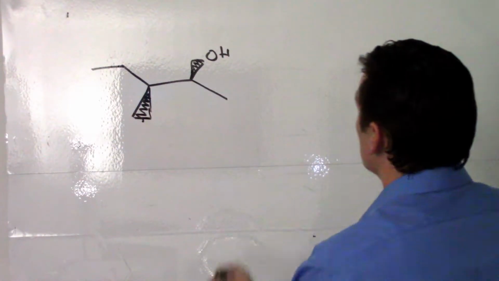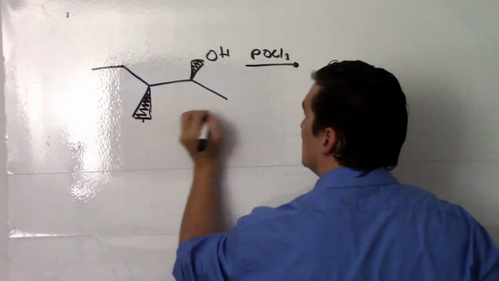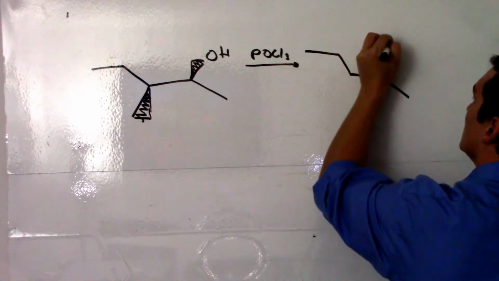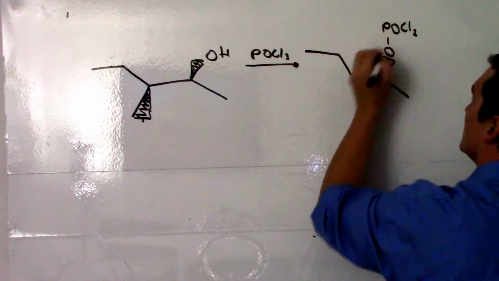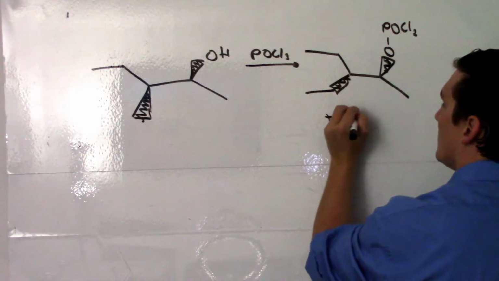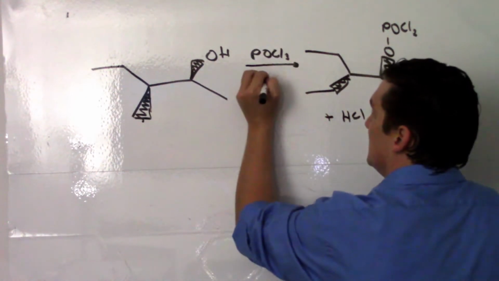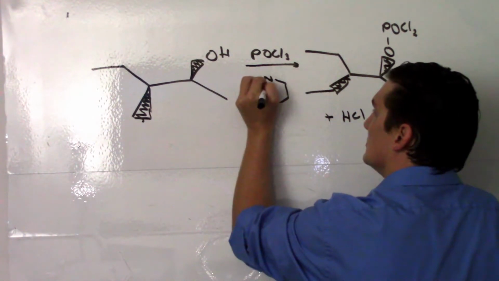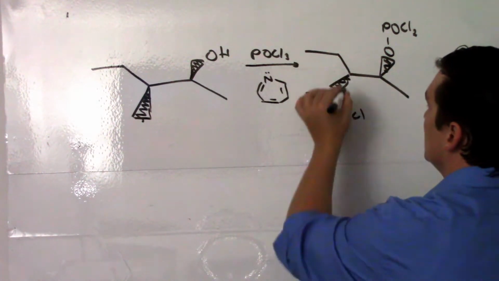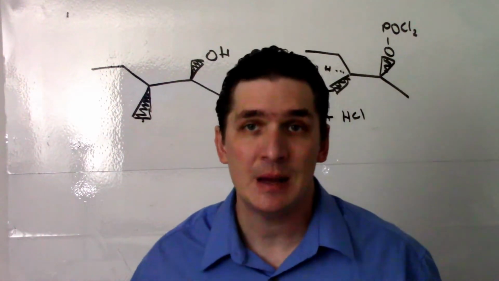So first thing that's going to happen is we're going to react with POCl3. And the POCl3 here is going to react with the alcohol. That gives us the POCl2 bound to the alcohol. Next thing that's going to happen is our pyridine is going to abstract the hydrogen that is anti-periplanar to this POCl2. So it has to be on the opposite side.